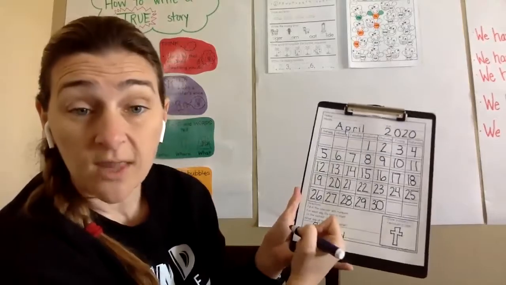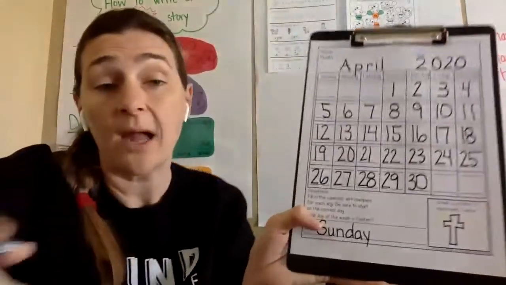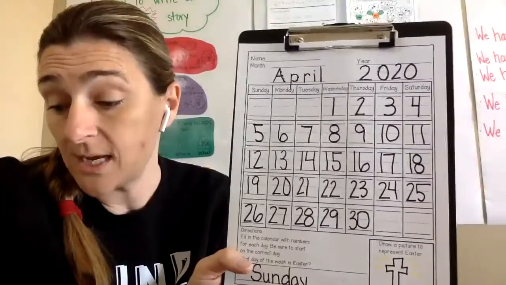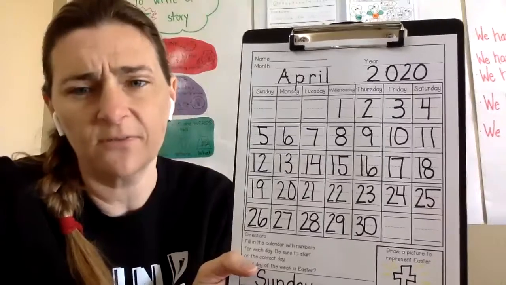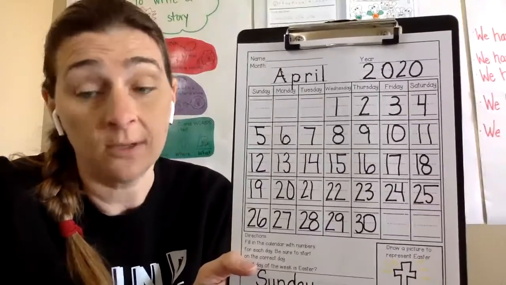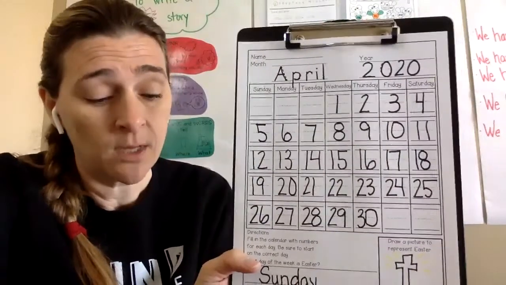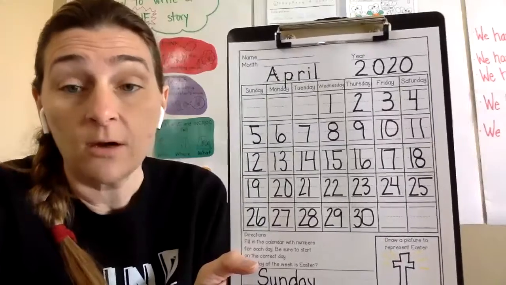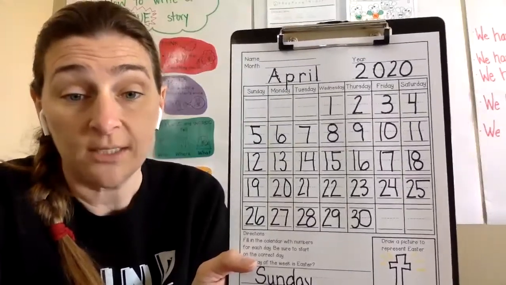All right, so that's all the days in April. April actually only has 30 days because remember some of our months have different amounts of days. Okay, now at the bottom, there are 2 other questions.